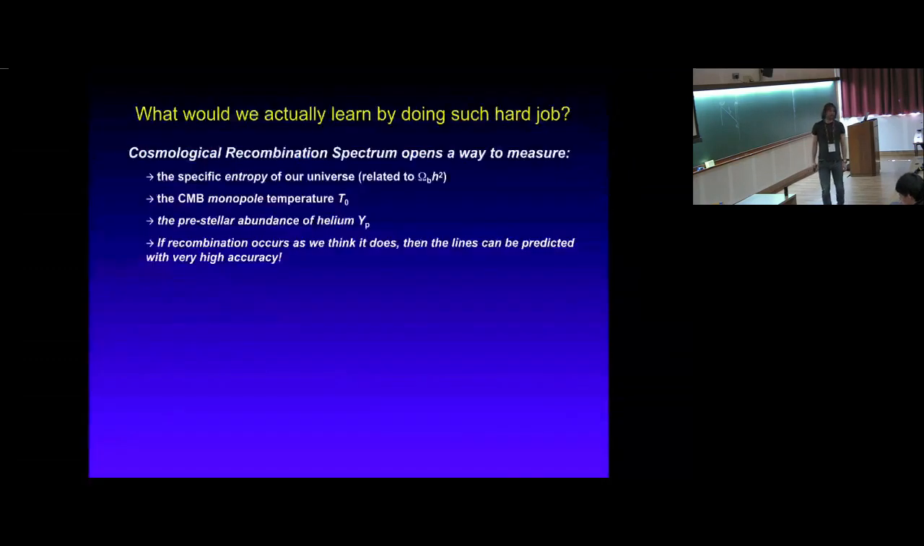So the question is, of course, what would you learn? And I already mentioned it several times. You can, in principle, do things like measure the baryon density, right? The overall amplitude of the spectral distortion. You can, in principle, measure T0 in an independent way, because the position of these lines will depend on when the recombination happened. And when you change T0, you can actually shift the moment of recombination in terms of its redshift.